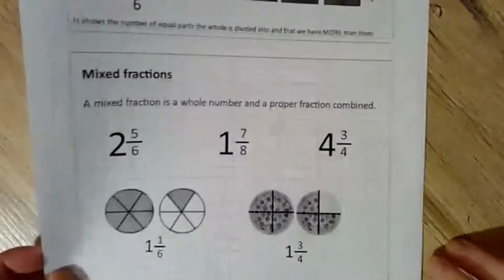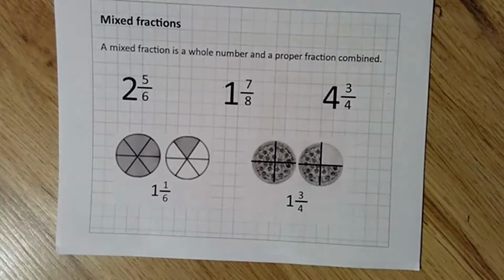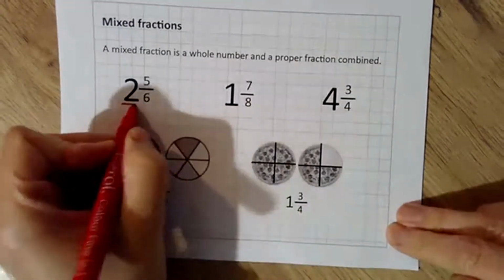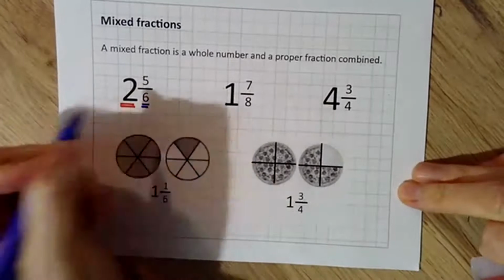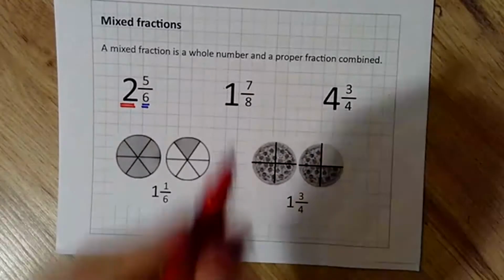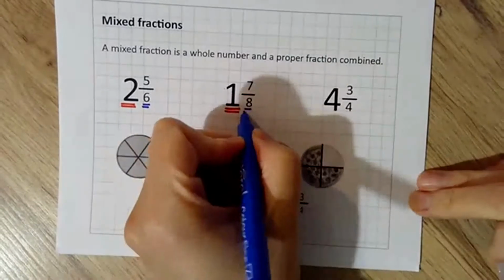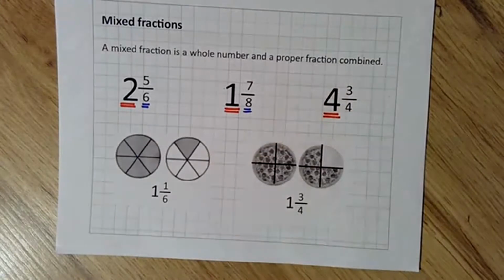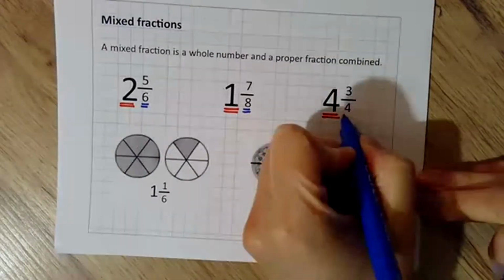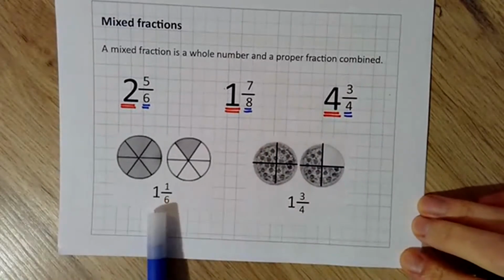Let's take a look at mixed fractions. Now, a mixed fraction is a whole number and a proper fraction combined. So here, this is our whole, and then this is our fraction, 5/6. This is our whole, 1, and our fraction is 7/8. What's our whole number? 4. Great. And what's our fraction? Good, 3/4.